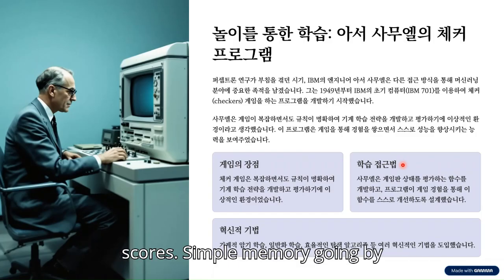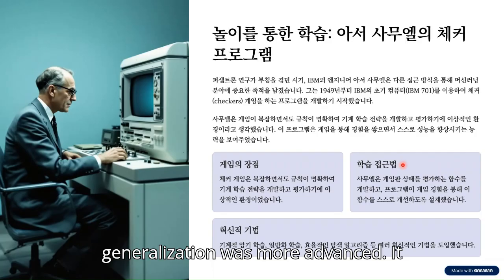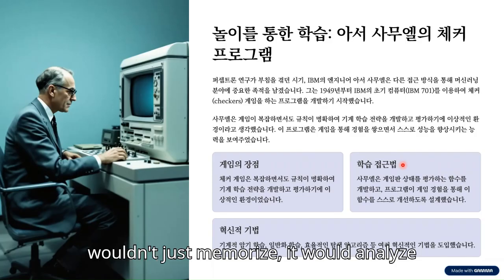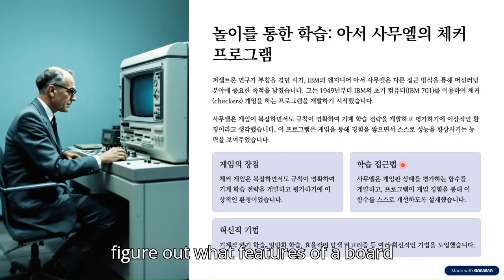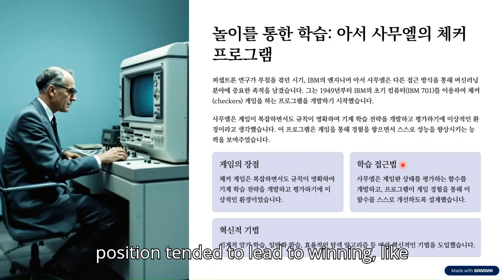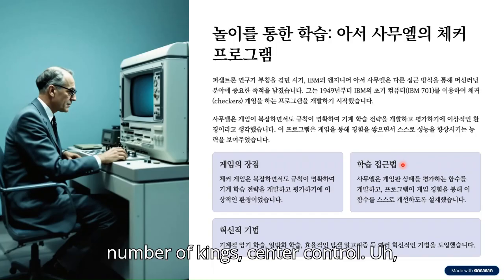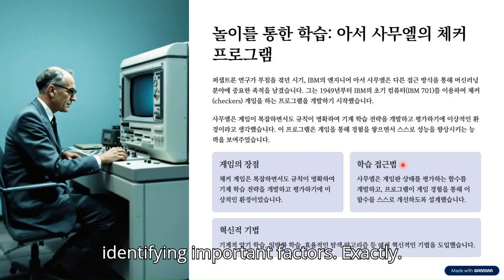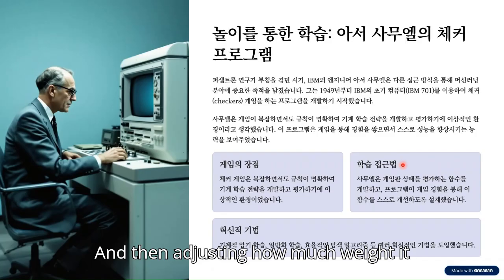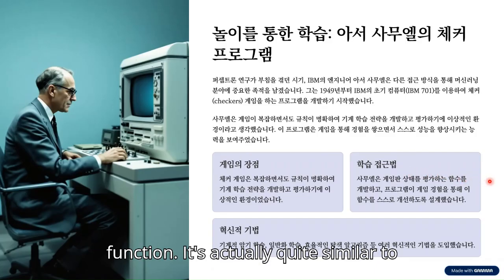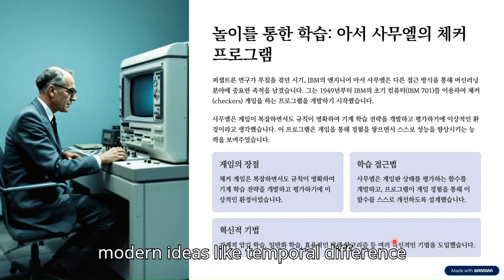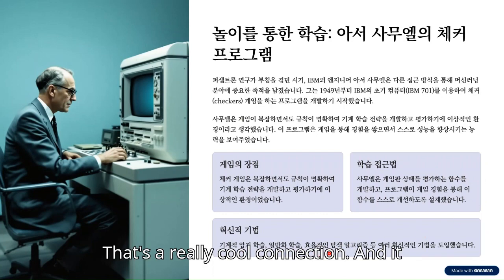Simple memory. Generalization was more advanced. It wouldn't just memorize, it would analyze games, its own or expert games, to figure out what features of a board position tended to lead to winning, like number of kings, center control. Identifying important factors. Exactly. And then adjusting how much weight it gave those factors in its evaluation function. It's actually quite similar to modern ideas like temporal difference learning and reinforcement learning. That's a really cool connection.